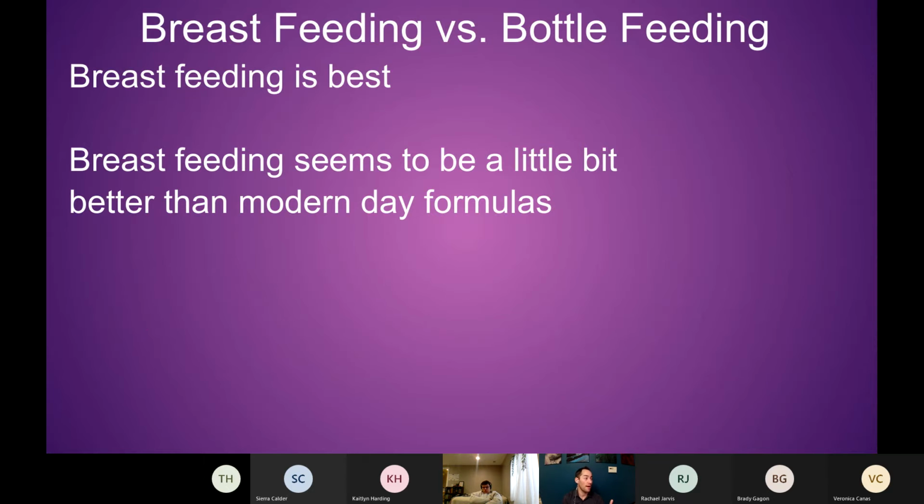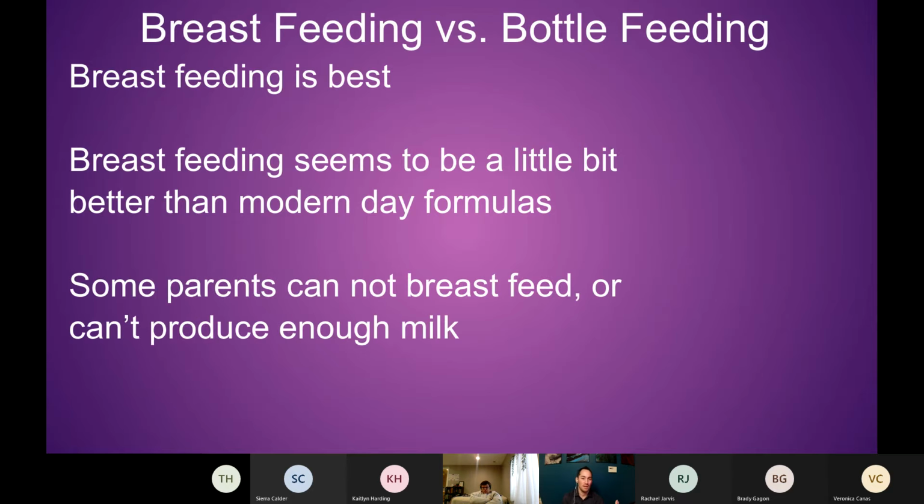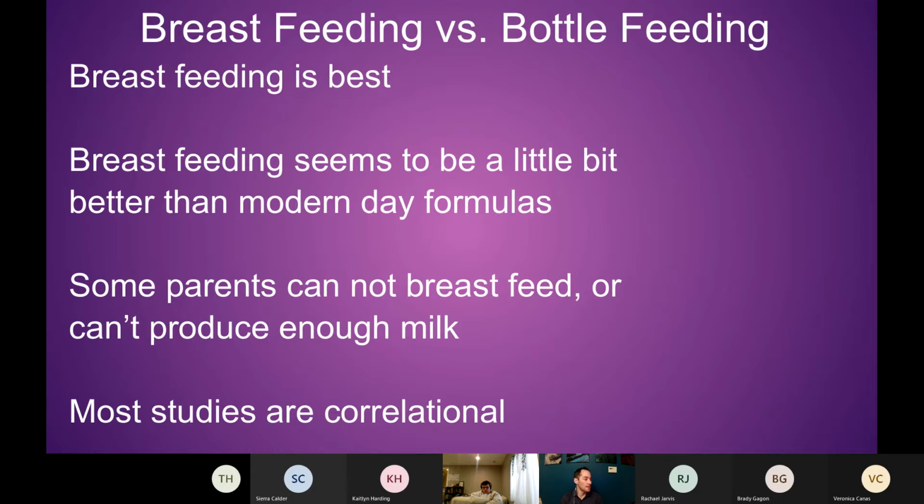But with what we have, it seems like breastfeeding is a little bit better than even modern day formulas for nutrients, for cognitive development, for attachment between the parents. But that being said, modern day formulas are far, far better than they were 15, 20, 25 years ago. So it's definitely not something to ever shame a parent for not breastfeeding. So that happened to my sister-in-law because she had problems breastfeeding. So that was really terrible to see.